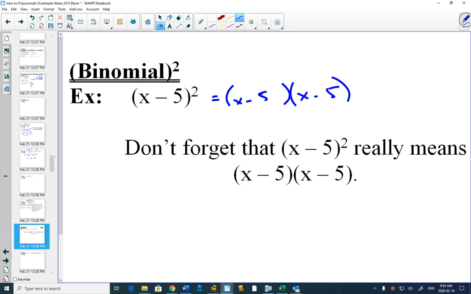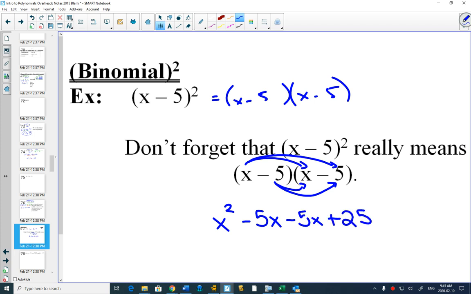Then once you have that, you can draw all 4 of your arrows again and multiply. x times x, x squared. X times minus 5, minus 5x. Minus 5 times x, minus 5x. Minus 5 times minus 5, plus 25. Do we have any like terms? Minus 5x, minus 5x. So we simplify those. Minus 5 minus another 5 gets you to minus 10.